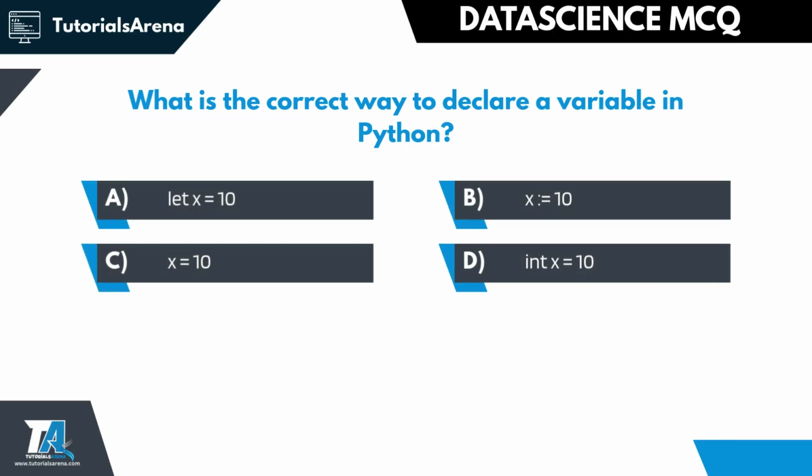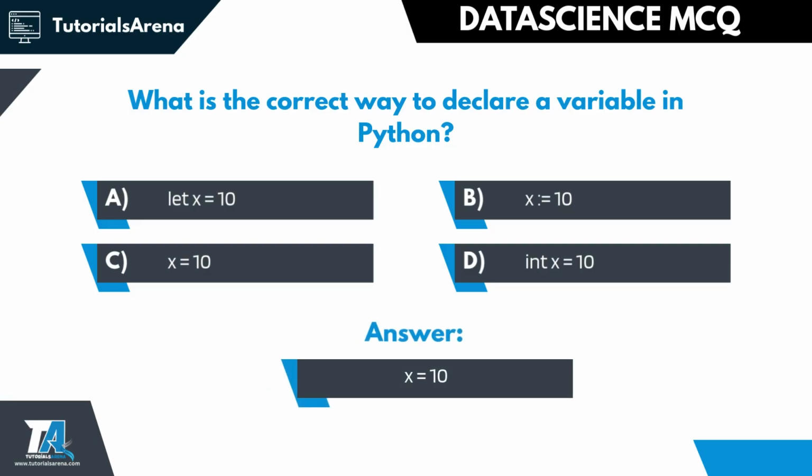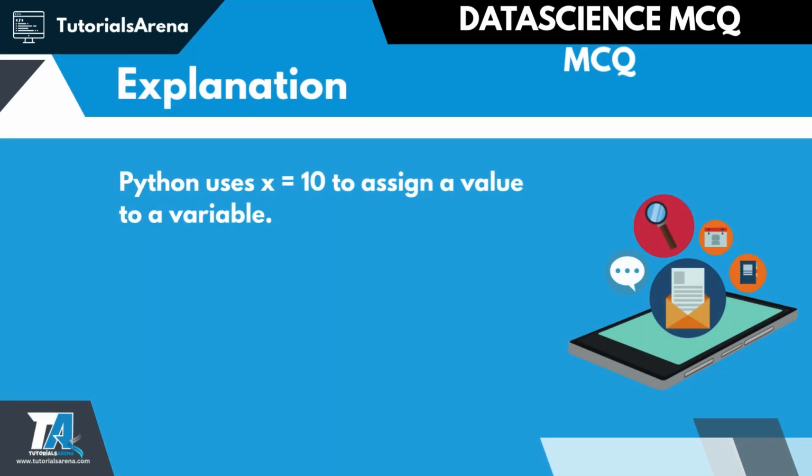What is the correct way to declare a variable in Python? The answer is option C, x equals 10. Python uses x equals 10 to assign a value to a variable.